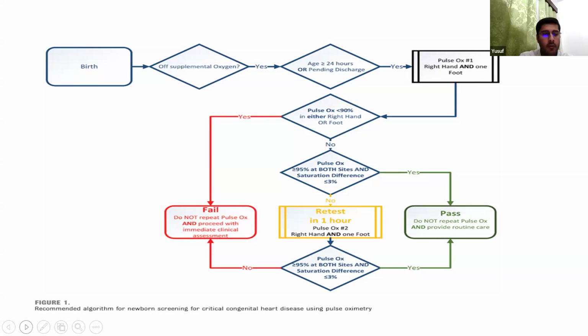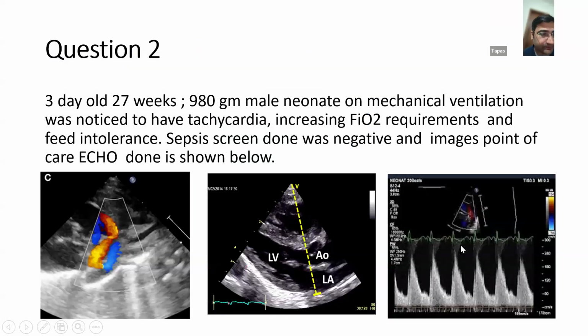So next we go to the next question. Yes. So the next question is basically a 3-day-old, 27-weeker, 980-gram male neonate who was on mechanical ventilation, and he was noted to have tachycardia, increasing FiO2 requirement, and development of feed intolerance. As usual, we repeated a sepsis screen, but it came out to be negative. So we performed a point of care echocardiography, the images of which are shown below.